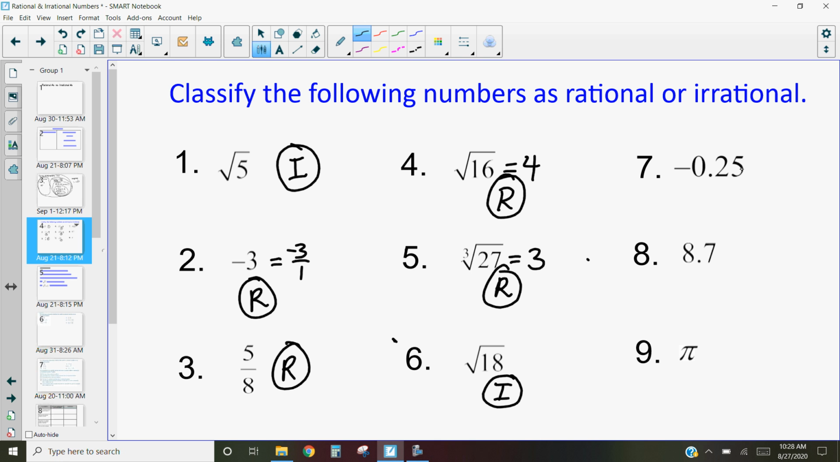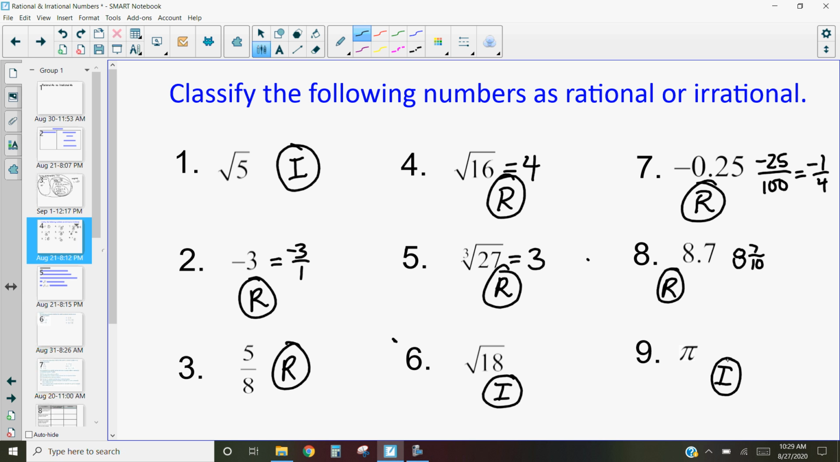This -0.25 or -25 hundredths, well, we could write that as -25/100, which simplifies to -1/4. And that's a fraction, so we know that that's rational. 8.7, that one's also going to be rational because that's 8 7/10, and we just wrote that as a fraction, so we know it's rational. Pi, lastly, is irrational. It's a beautiful number, but it goes on forever without repeating, so that makes it irrational.